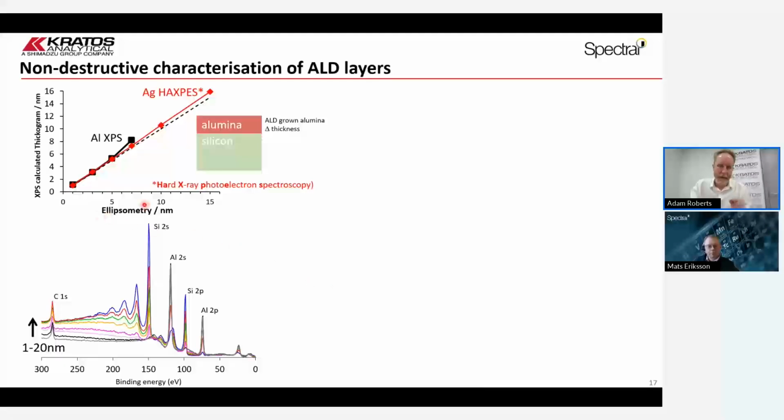What we measured here was some alumina that was grown with different film thicknesses. So a series of samples with different alumina overlayers on silicon, and we plotted the relative thickness of those layers against the actual measurement of ellipsometry. And you can see I could measure up to about 7 nanometers with my aluminium excited X-rays, but I can look deeper with the silver X-rays. So that's really nice that I can get that depth information.